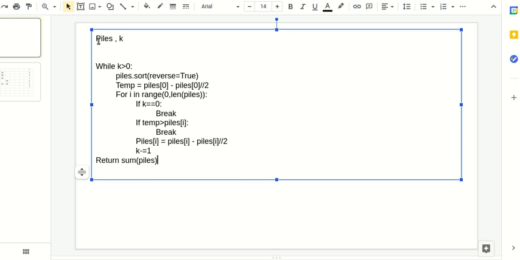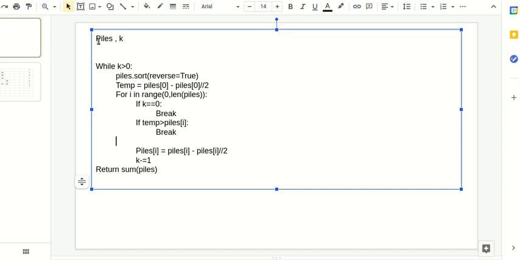So hope we are getting there. First we are reversing it, then we are storing a temp variable to minimize the sorting. Otherwise we would have to do the sorting multiple times. That is why we are storing a temp variable, and until piles[i] is greater than or equal to temp, we keep on doing the operation on each of the piles[i].